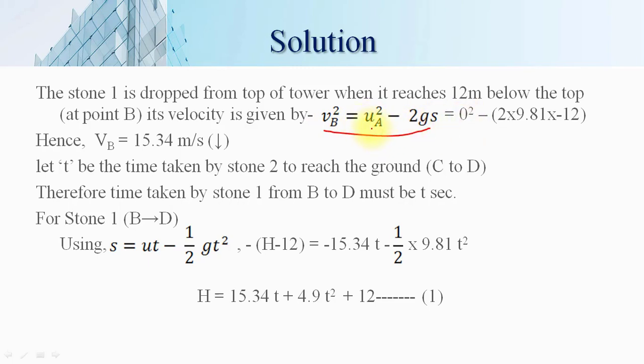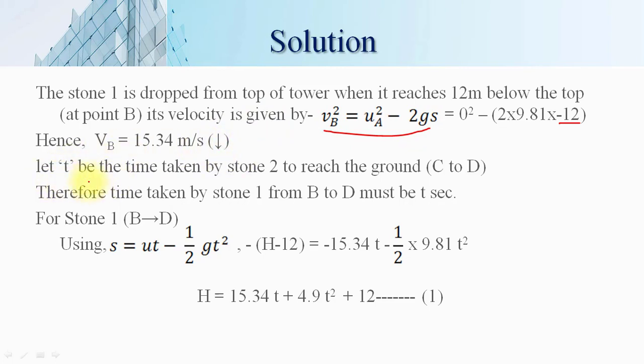Now u means the initial velocity. We are just dropping the stone, so the initial velocity is 0. 2 into g is already known, 9.81, and s is the distance of 12 meters below the point of projection. That is why this distance is taken with a minus sign, that is minus 12. And hence Vb is obtained as 15.34. But as the stone is moving downward, this Vb is shown with the downward direction.